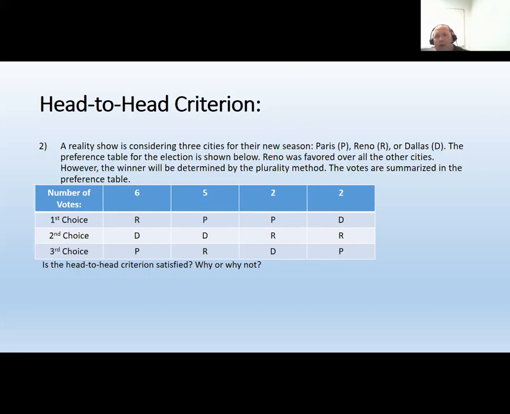But Reno won head to head against all the other cities. Paris won the plurality. Reno won the head to head against all the other cities. So is the head to head criterion satisfied? No. The reason is that Reno did not win the election by the plurality method, although Reno did win head-to-head against all the other candidates. All right, anybody have any questions on that one? Okay.